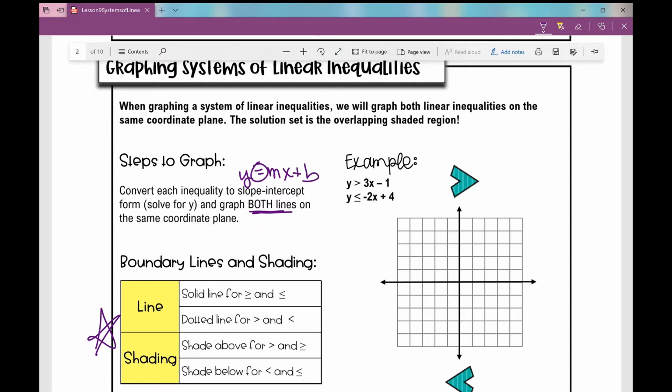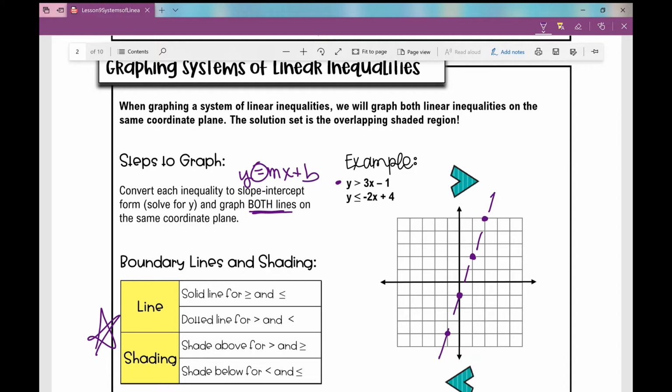So let's look at this first example. Y is greater than 3x minus 1. I'm going to graph that. I'm going to graph -1 as my y-intercept, and my slope is 3. So from there, I'm going to go up 3 over 1, and I can go down 3 over 1 this way. And then, is that line going to be dotted or solid? It's going to be dotted.